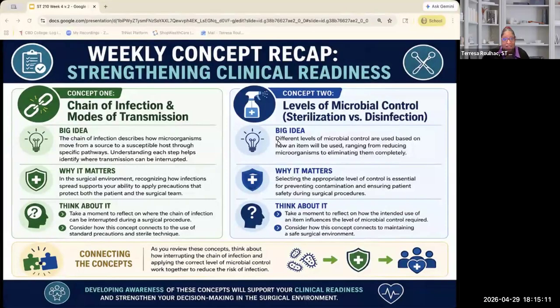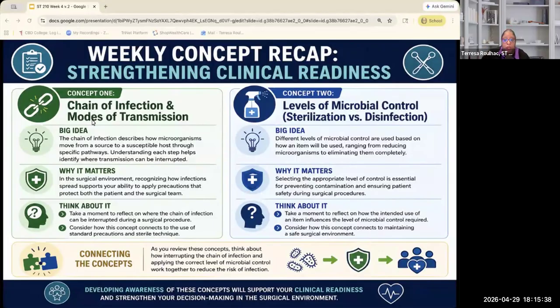We are coming towards the middle of week 4, but I did want to go over two highly missed concepts from last week: chain of infection, modes of transmission, and then levels of microbial control. Because midterms is next week, and I want y'all to have as many resources as you possibly can as you're studying for your exams.